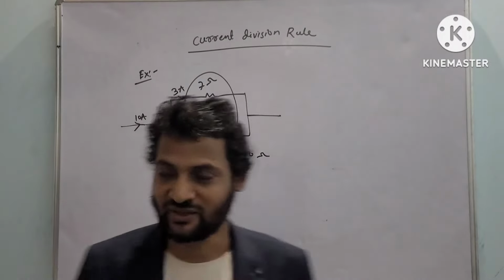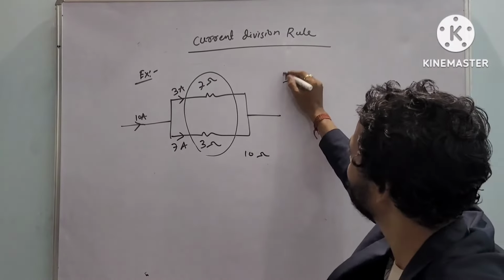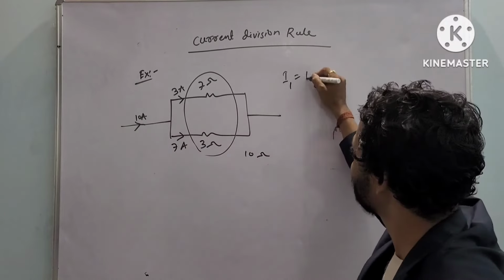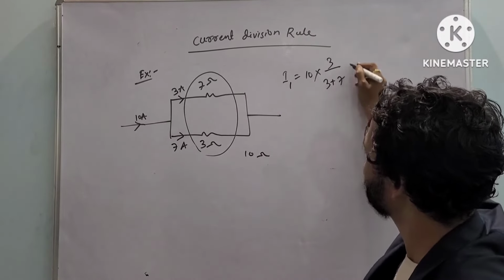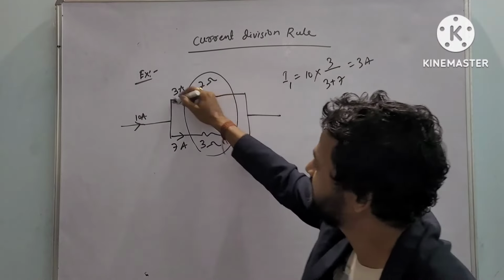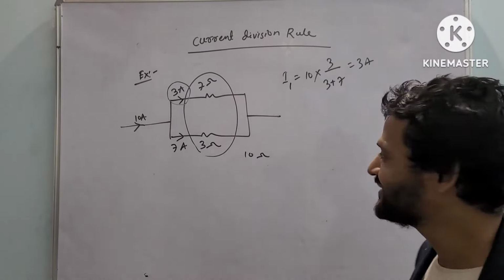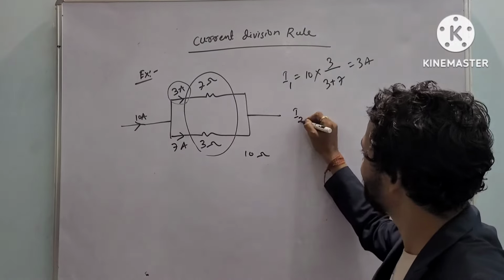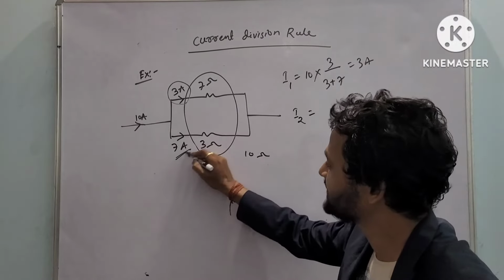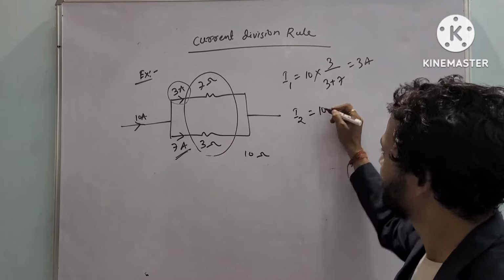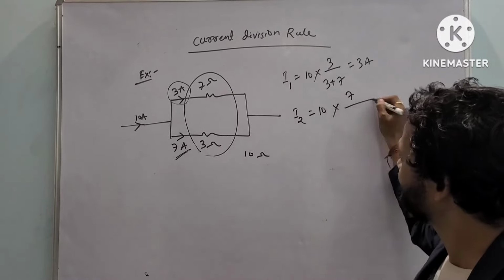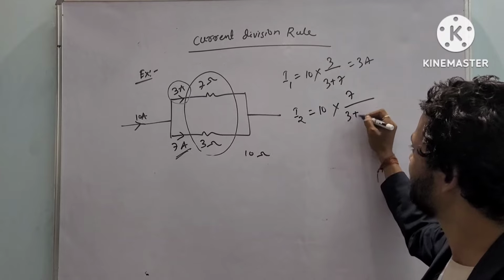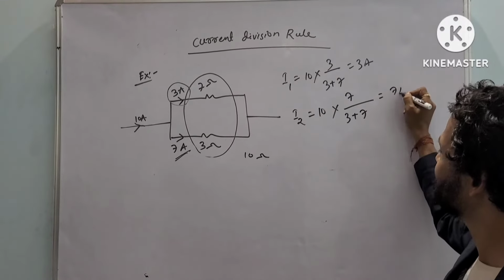See, we'll verify this answer by using the formula. What is I1? Supply current into opposite resistance, 3 by 3 plus 7. How much is the answer? 3 ampere, right? So it is the same. Done. Similarly, what about I2? See, how much answer are we getting? Use that formula. What is the supply current? 10. What is the opposite resistance? 7 by 3 plus 7. It is coming how much? 7 ampere.